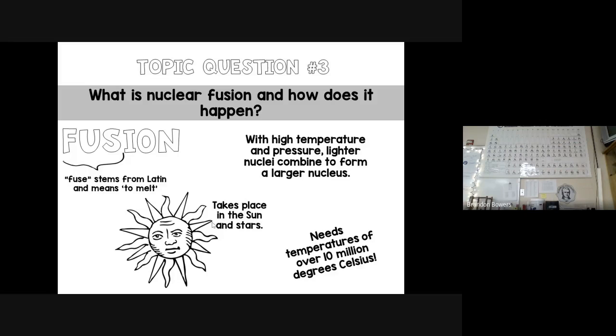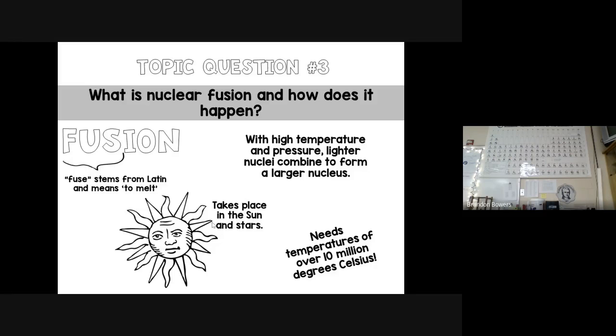Fuse stems from a Latin word that means to melt, all right? When we think of something really hot, what do we think of? Fire, right? Another thing you might think of is that it takes place in the sun and the stars. So fusion actually takes place in the sun. Whenever you think of the sun, you think of nuclear fusion.